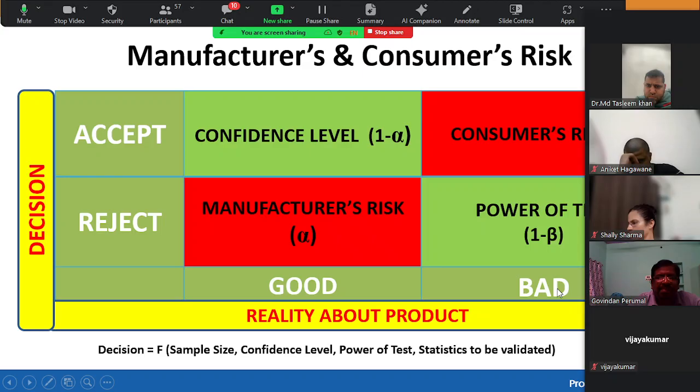Similarly, this situation is also possible. The product is actually bad, but my decision is that I have accepted it. Whose risk is this? Consumer's risk. The consumer has received a bad product. This is consumer's risk, and the symbol for this is beta. Is the concept very clear to you? All of you can visualize this.